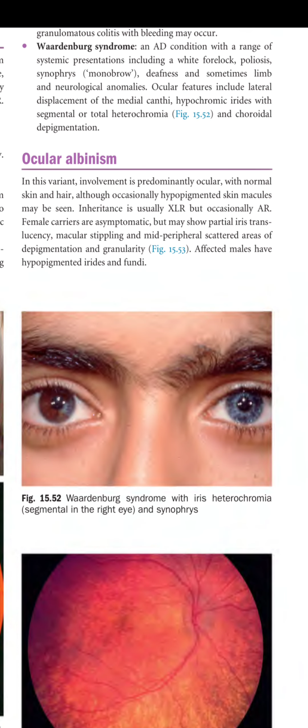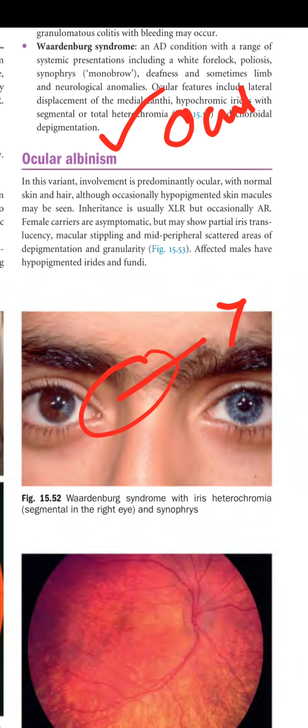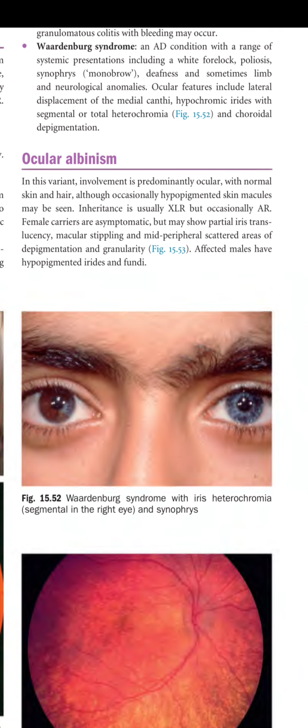So ocular albinism is only when the ocular part is involved. In this type, involvement is predominantly ocular with normal skin and hair, although occasionally hypopigmented skin macules may be seen. Inheritance is usually X-linked recessive, but occasionally autosomal recessive. Female carriers are asymptomatic but may show partial translucency, macular stippling, and mid-peripheral scattered areas of depigmentation and granularity. Affected males have hypopigmented irides and fundi.